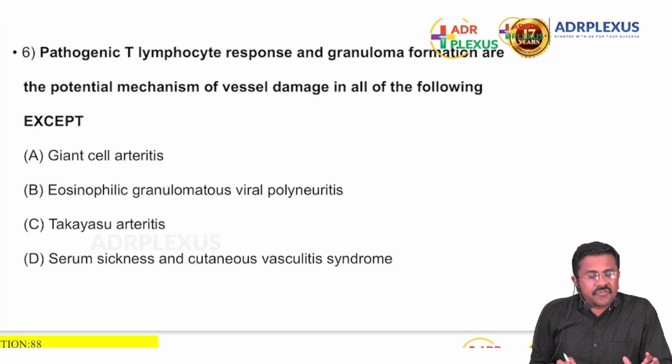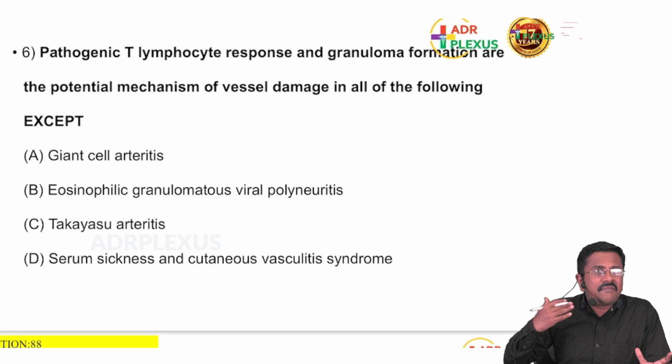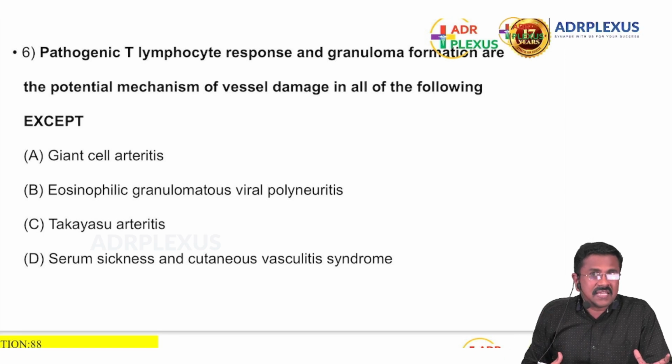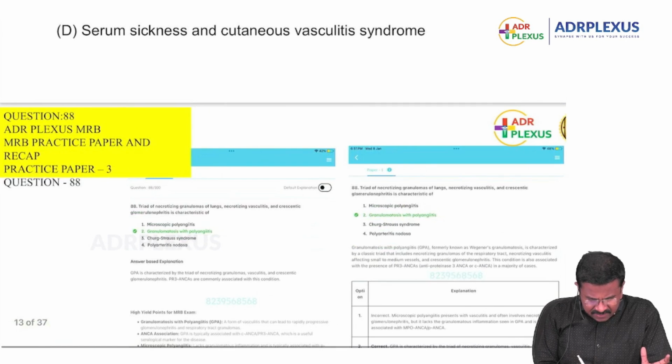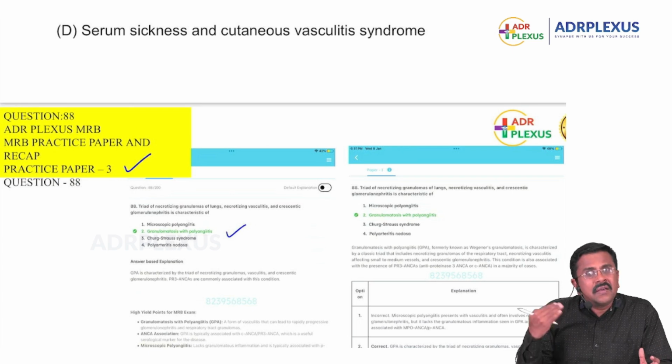Pathogenic T lymphocyte response and granuloma formation are the potential mechanism of vessel damage in all of the following except. So they have asked about vessel damage, which tells you that this is a case of vasculitis. So what are all the vasculitis where we get this granuloma formation? As you can see, on various practice papers, we insisted about the granulomatosis with polyangiitis, and about the vasculitis associated with the granulomas.